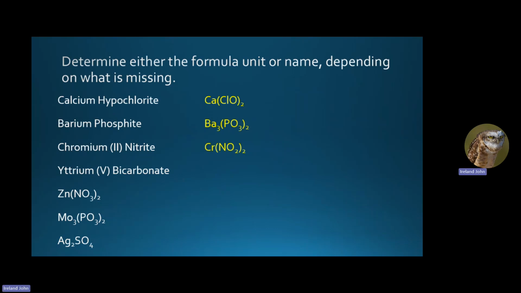Okay, next up, bicarbonates. Not to be confused with carbonate. HCO3 with a negative charge. All right, what's the charge on the yttrium? +5. V is the Roman numeral for 5. So we're going to need 5 bicarbonates for that yttrium.